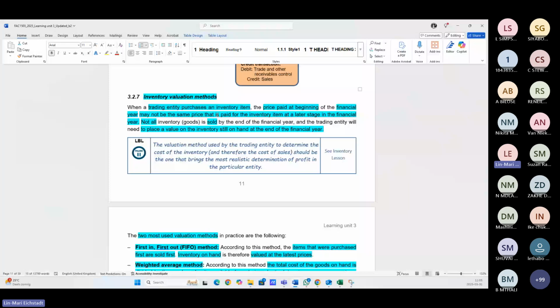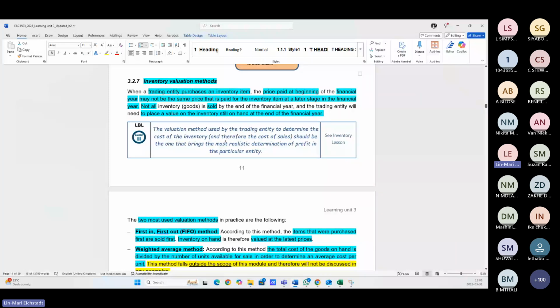So not all inventory goods is sold by the end of the financial year. So if there's still stock on hand at the end of your year that you haven't sold, the trading entity will need to place a monetary value on this inventory still on hand at year end. And then this is very important. The valuation method used by the trading entity to determine the cost of the inventory and therefore the cost of sales should be the one that brings the most realistic determination of profit.